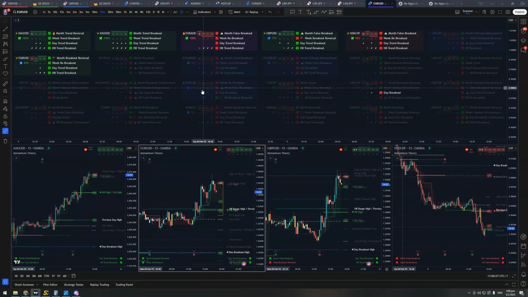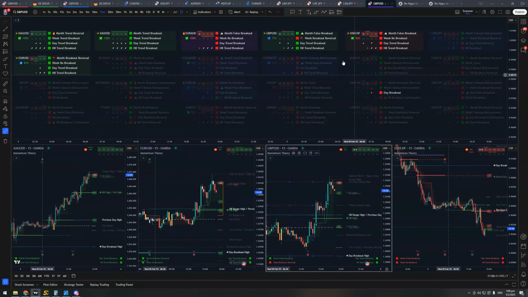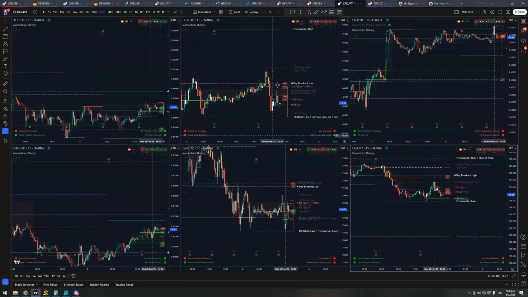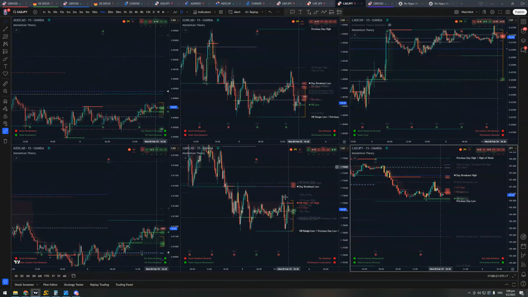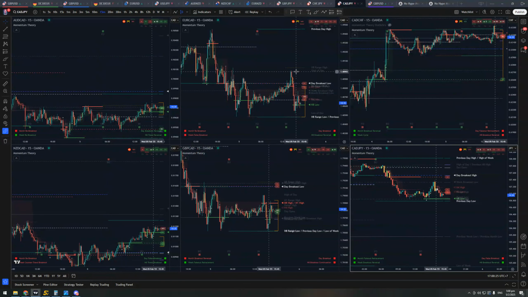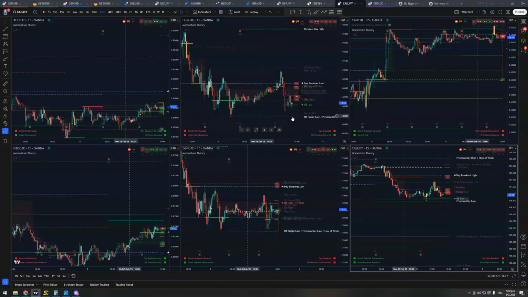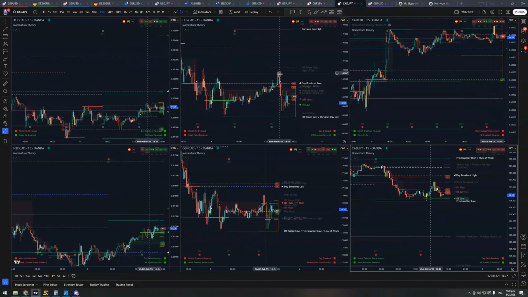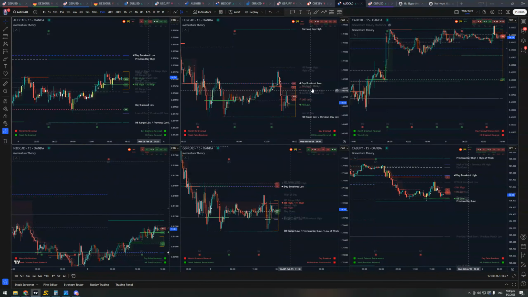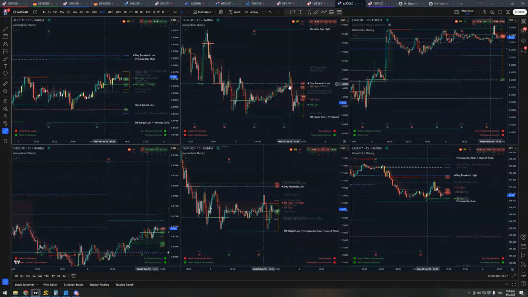I think there was one more that I saw. Which one was it? I think EuroCAD probably. I think EuroCAD or GBPCAD faked out the H8 high and wanted to take it down to the previous day low. I think this was the one that I immediately saw, but when I'm scalping, it's really difficult for me to take day trades. But this was the one that I also liked.